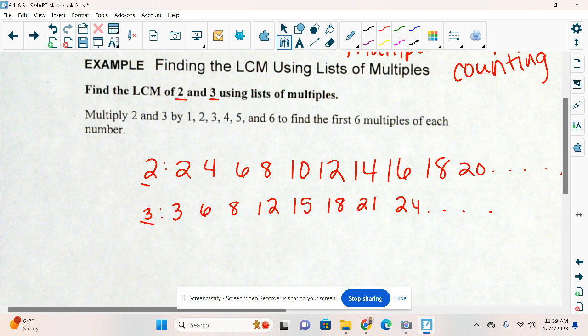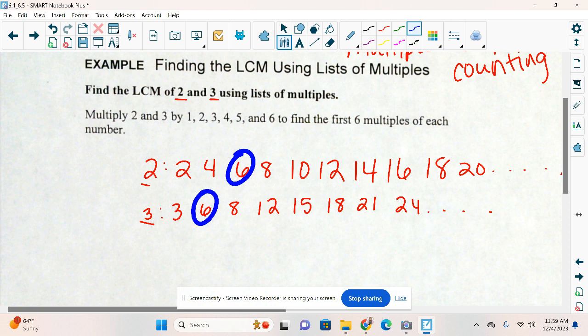Okay? The least common multiple is the first number they have in common, the smallest number they have in common. Looking at our list, what's the first number that they have in common? 6. They both have 6. 6 is their least common multiple.